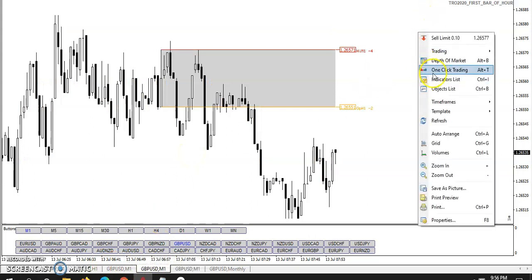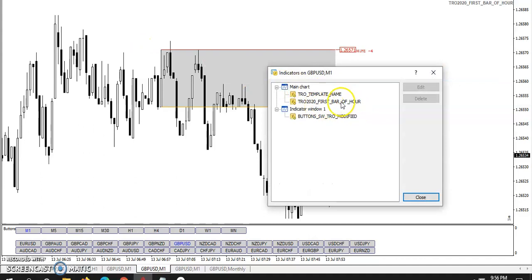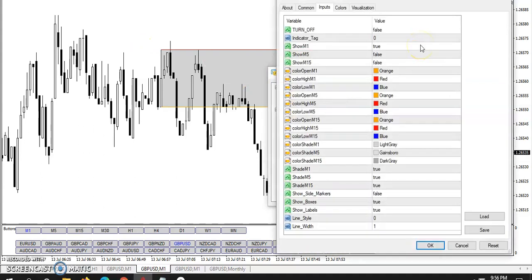Okay, the TRO 2020 first bar of hour indicator has some interesting inputs. You can show the first M1 bar and or M5 bar and or M15 bar of the hour. I figured there's no reason to show the M30. The hour's halfway over. And you can shade between the high and the low. And you can show the side markers over here. You can show the boxes and the labels and change the line style and width if you so desire.